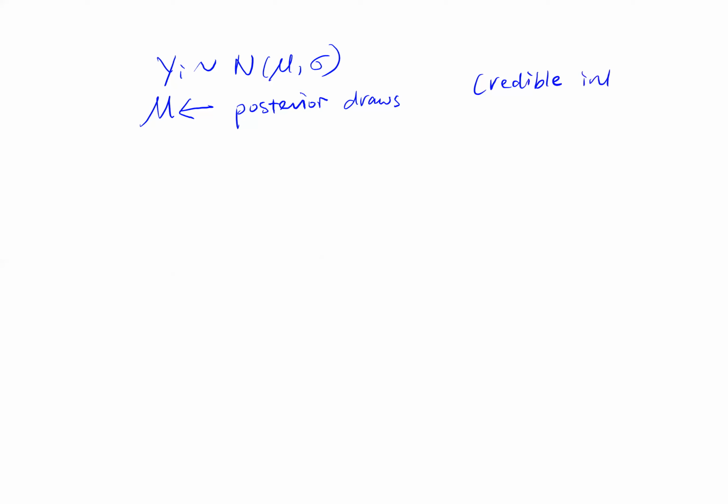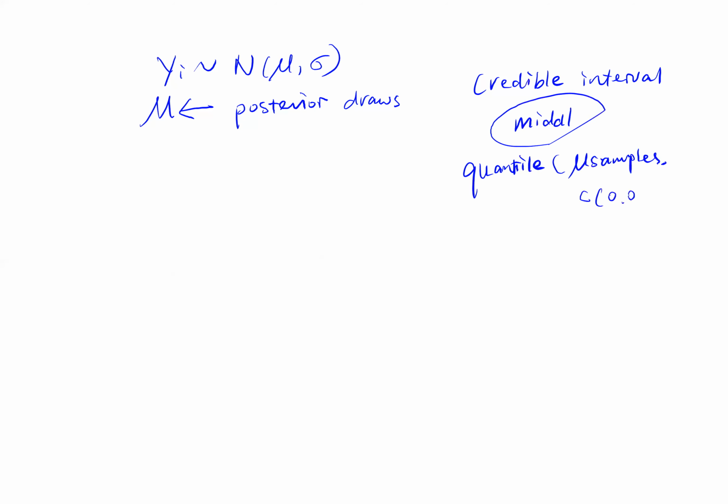And you notice that I always try to emphasize that it's the middle 95% credible interval, because when we're returning it, we use what? We use the quantile function. Say, whatever, like the mu samples. And then you write what? 0.025, right? And then 0.975 to return the middle 95%. Okay? So that's getting the middle ones.